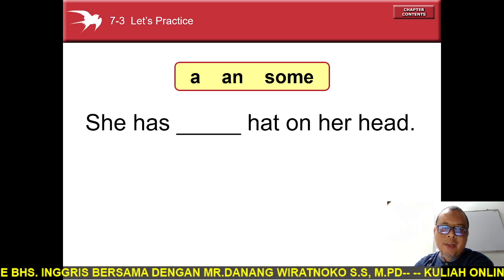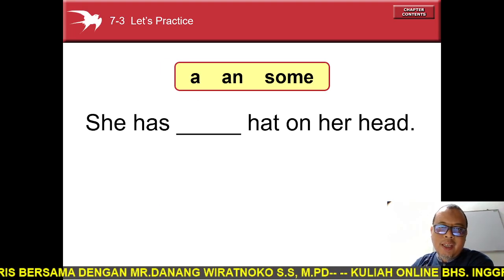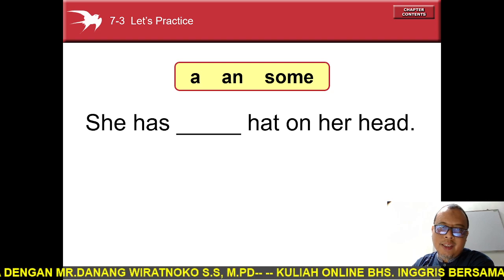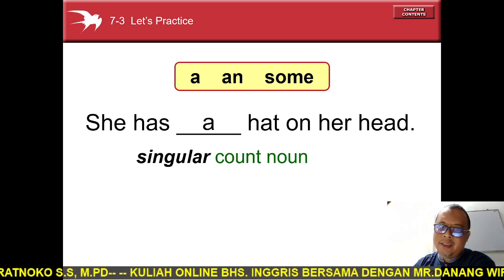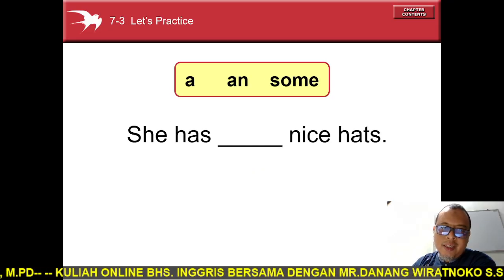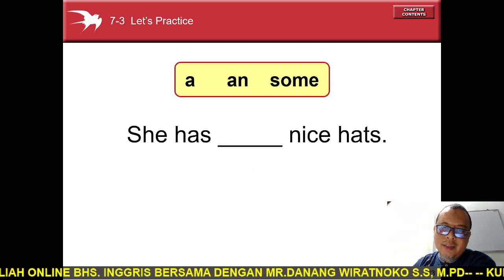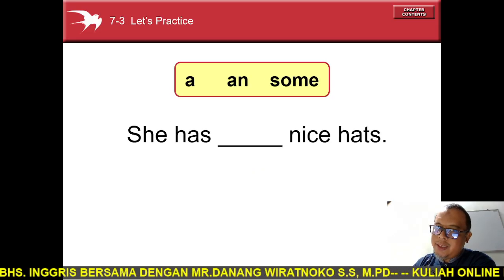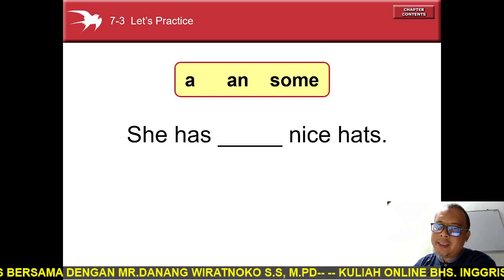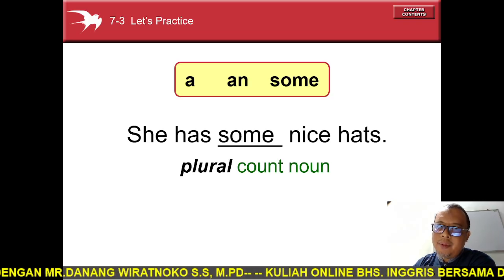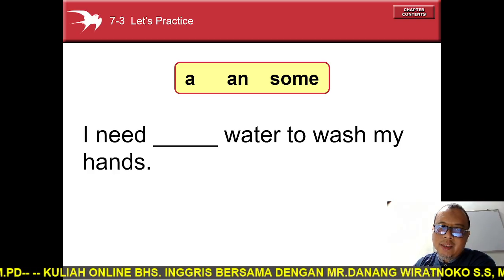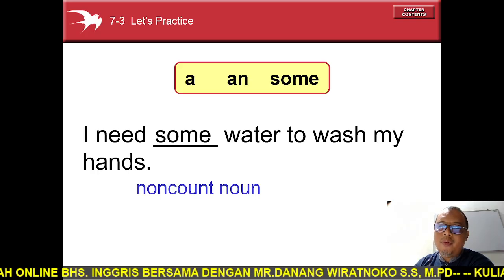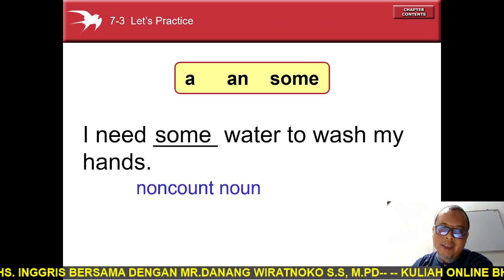Okay, let's practice here. She has, which one? Is it "an" or "some"? A hat on her head. Singular countable noun. She has hats. She has some nice hats. Plural countable noun. I need some water to wash my hands.